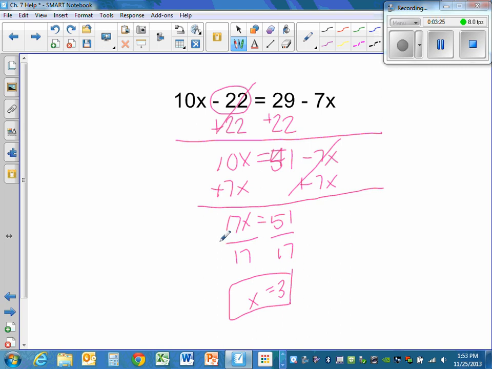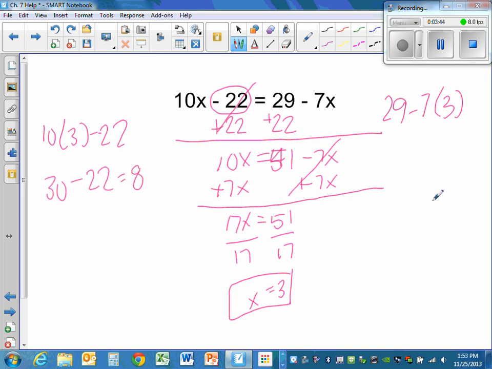Again, go back and check. Plug your x in. 10 times 3 minus 22. And on this end, it would be 29 minus 7 times 3. On the left, I have 30 minus 22. And on the right, I have 29 minus 21. They both give me an answer of 8. 8 is equal to 8. That way I know that I'm good and I can move on to the next.